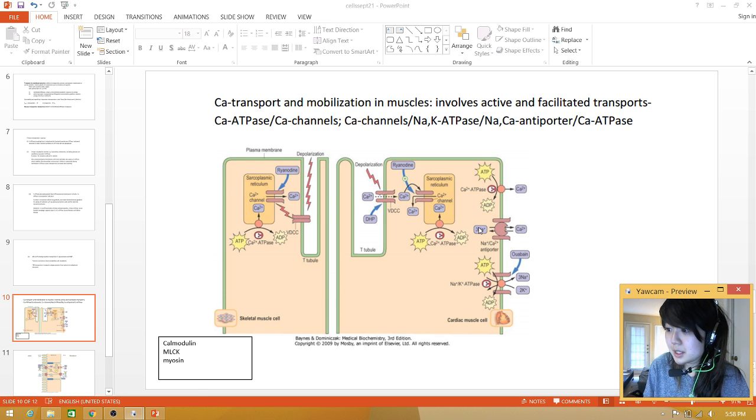The sodium-calcium antiporter, right here, also transports sodium in while pumping calcium out at the same time, and this requires no ATP. The sodium that enters through the sodium-calcium antiporter must then go out of the cell, because the concentration of sodium inside the cell must remain at around 10 micromoles. So the sodium leaves the cell through the sodium-potassium ATPase, or NKA, and this is going to require ATP.